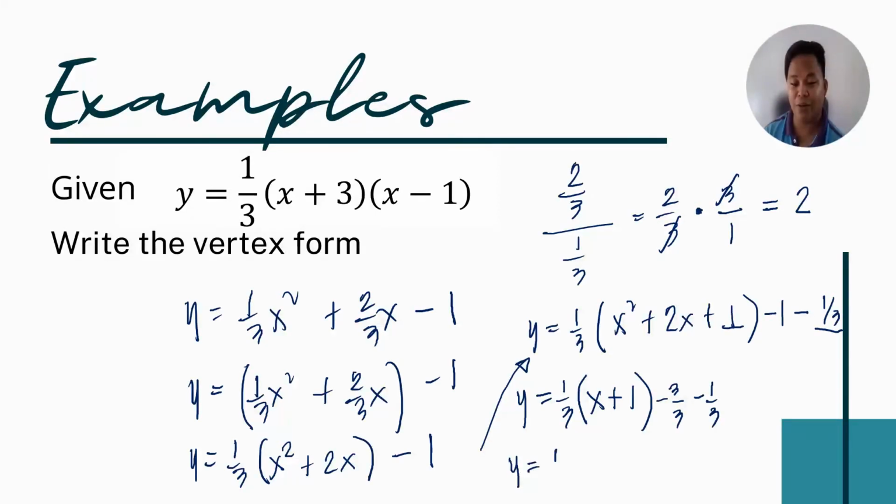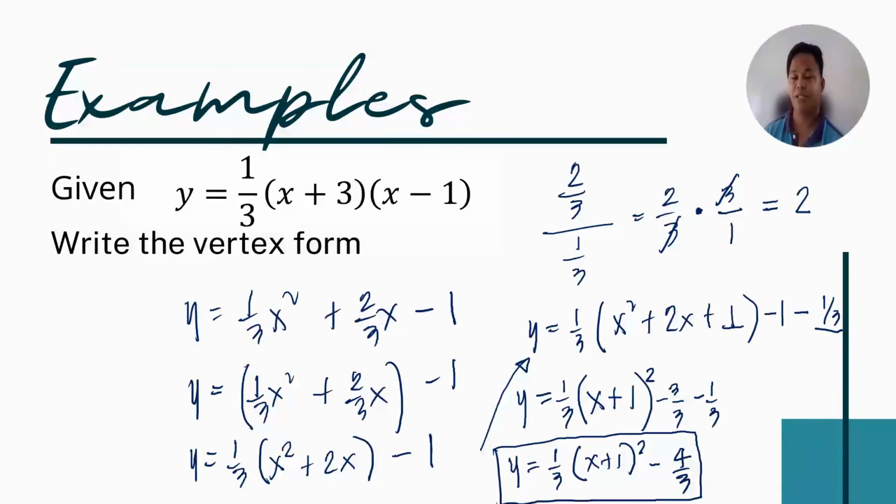Then we have y is equal to 1/3. So square po yan, since square po ng binomial po. X plus 1 squared minus, so negative 3 over 3 minus 1/3 is negative 4/3 po. So ito na po yung ating vertex form ng quadratic function na ito.